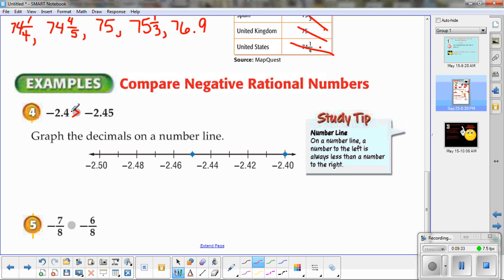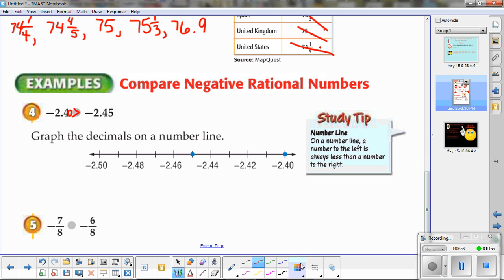If you were just to compare these without a number line, you might want to add a 0 after that so you can compare. We have 40/100ths and 45/100ths. 45/100ths is bigger, but since we're talking about negatives, that means it's just going to be further over to the left, so therefore it's actually the smaller one.